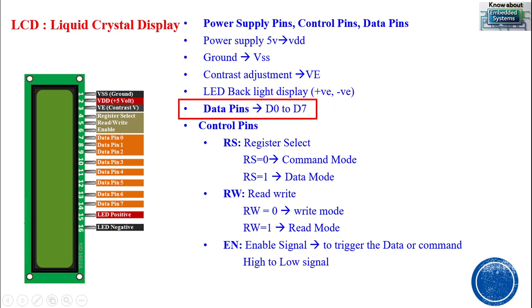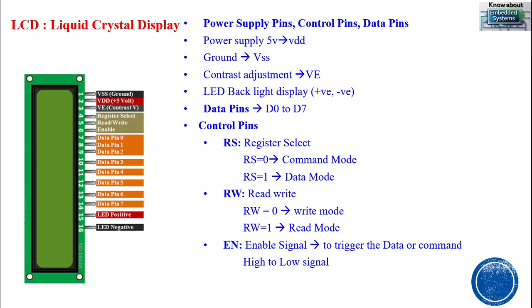So data pins, directly they have given 8 pins. You can see orange color. So these pins, what you are seeing, are used to transmit data and command both. The same pins we are going to use for data transmission as well as command transmission. So totally 8 pins they have given, and they have given the pin naming D0 to D7. 8 pins D0 to D7.